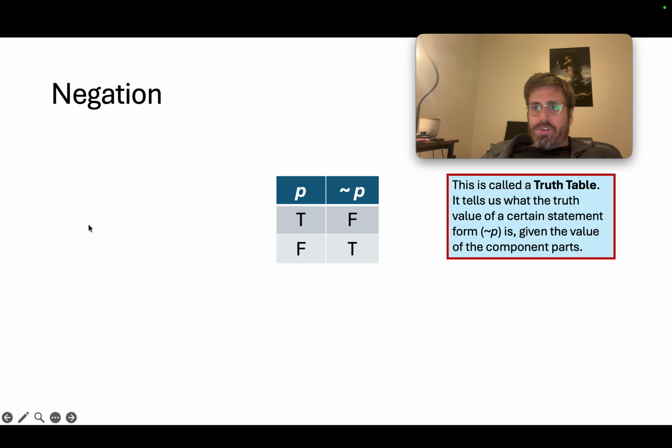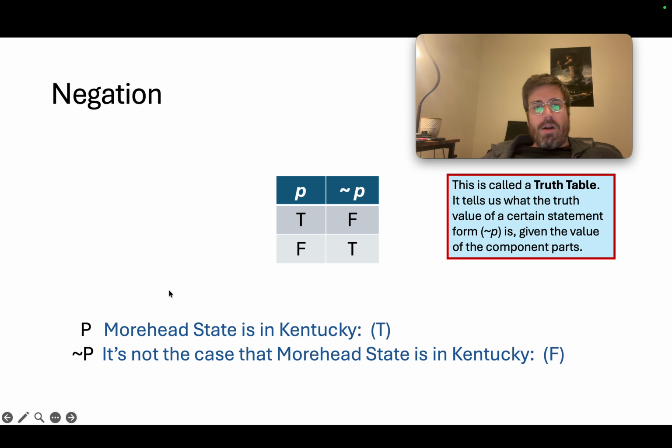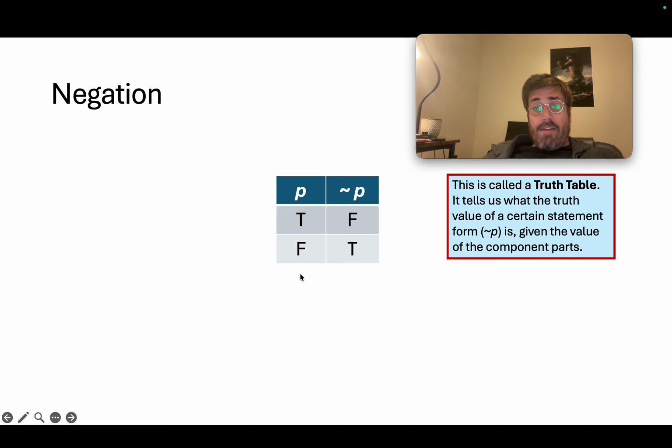This is an example of a truth table. It tells us what the truth value of a certain statement form, not P, is, given the value of the component parts. So if we look on the left-hand side, we have our variable P, and under P we have every possible truth value for the simple expression P. P can either be true or false. So we begin with true, and then the other option is false. So there are only two possible values for a simple statement P, right? It's a binary system, it can either be true or false.